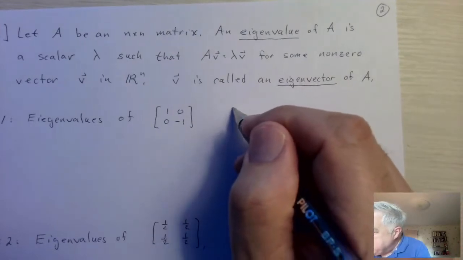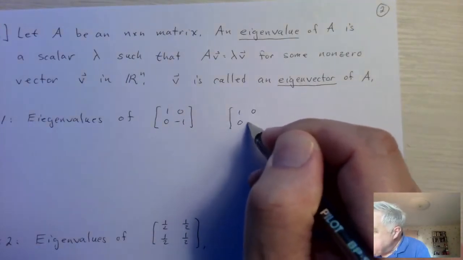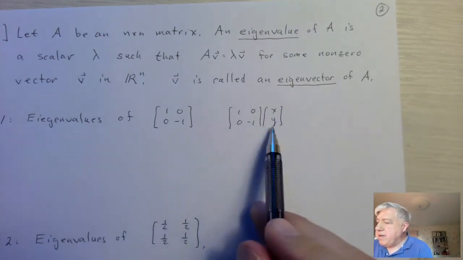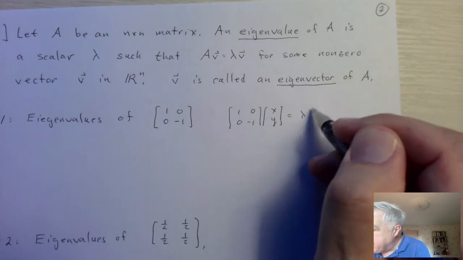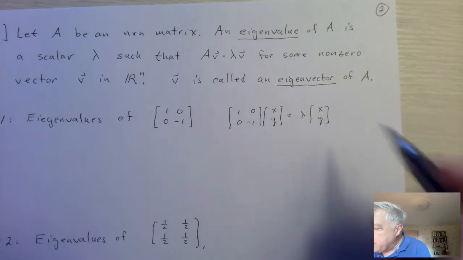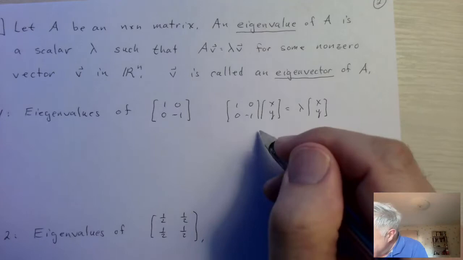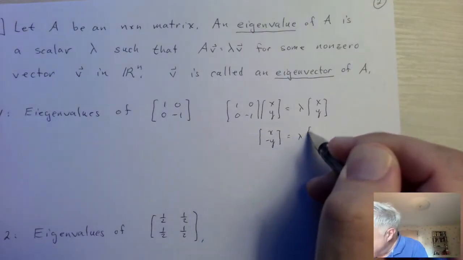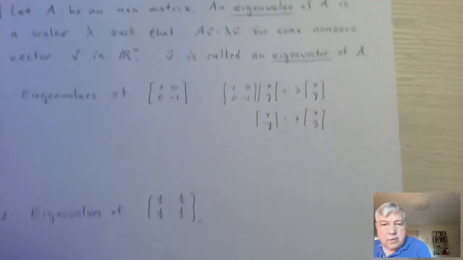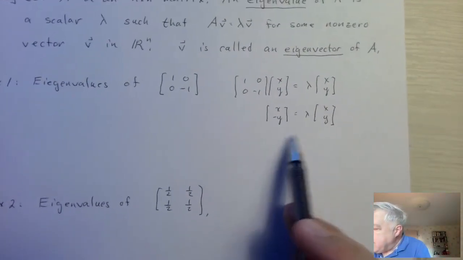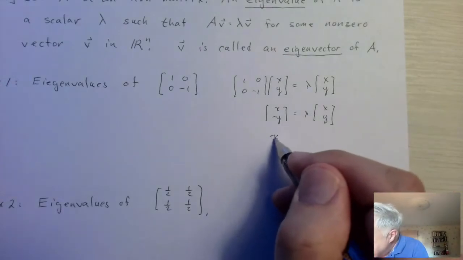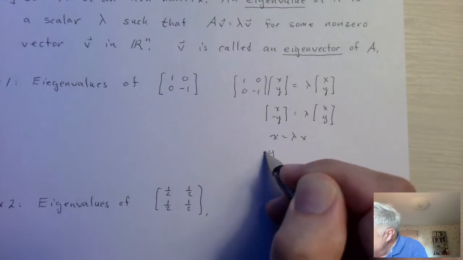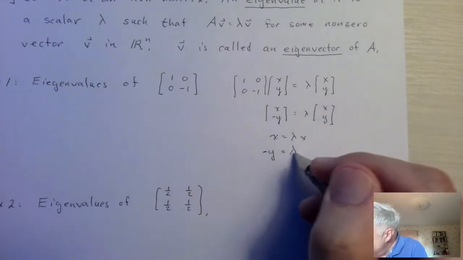So what we're trying to find is a vector (x, y) so that this matrix times (x, y) is equal to lambda times (x, y). Okay. Well, this is the same as (x, minus y). Then equating the two components, we get x equals lambda x, and minus y is equal to lambda y.